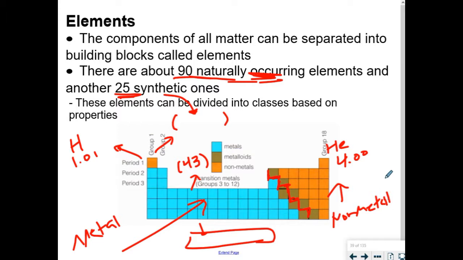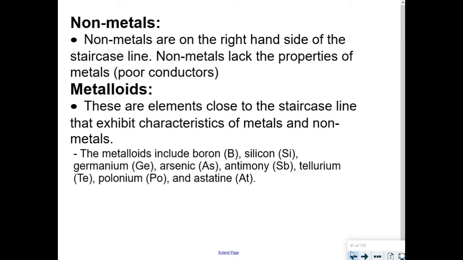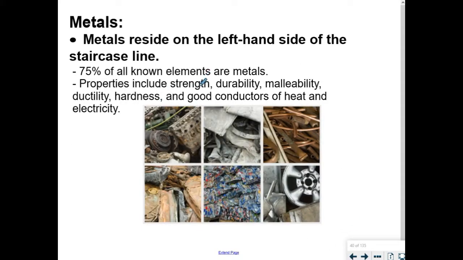Okay? Here's what metal refers to. It's all about properties. All of the metals have very similar properties. Like, metals are usually strong. They're usually durable. Anybody ever heard this word before? Malleable. Do you know what it means?